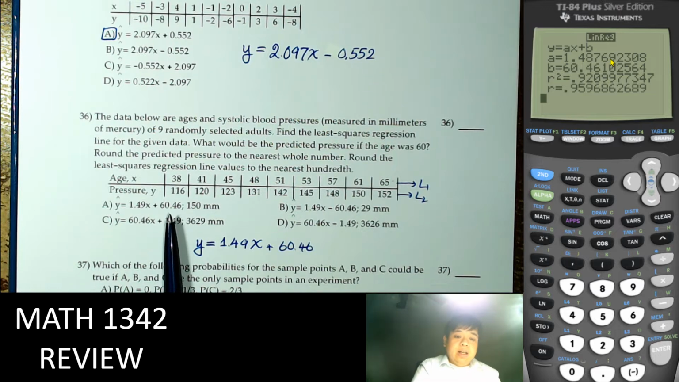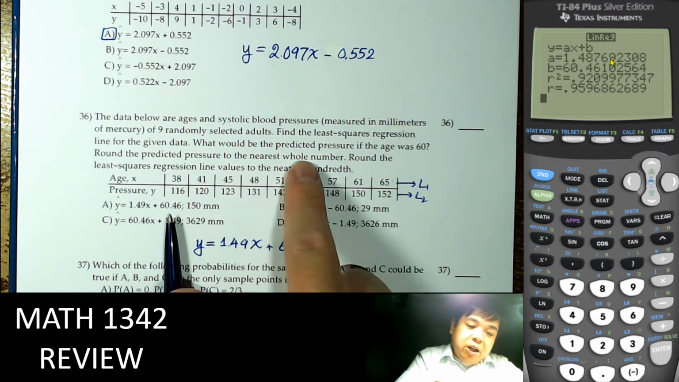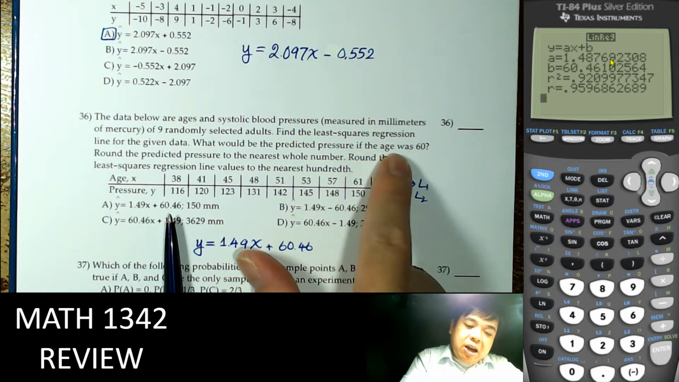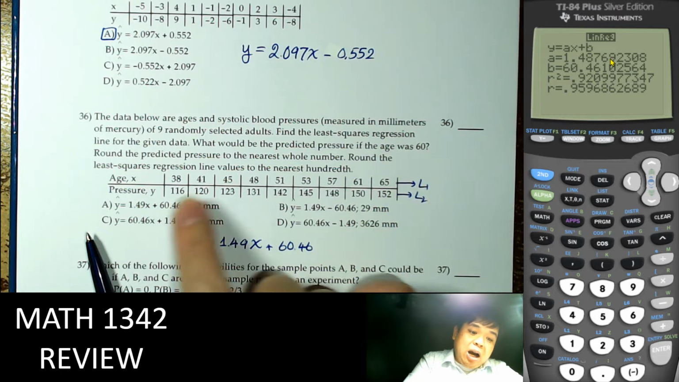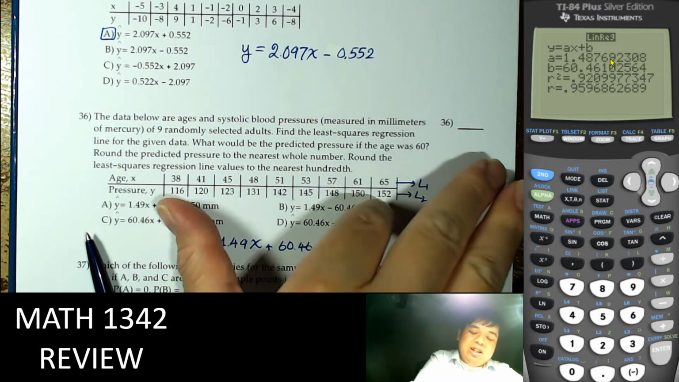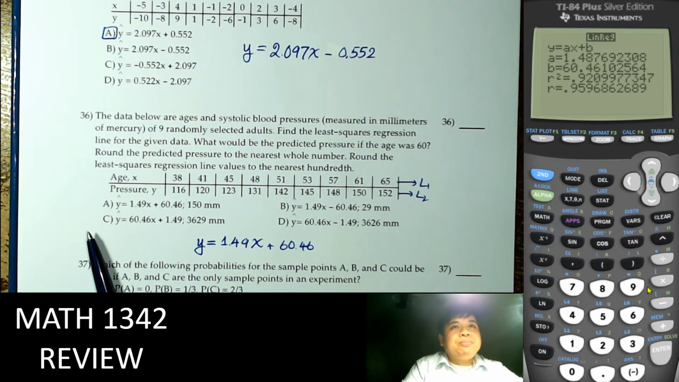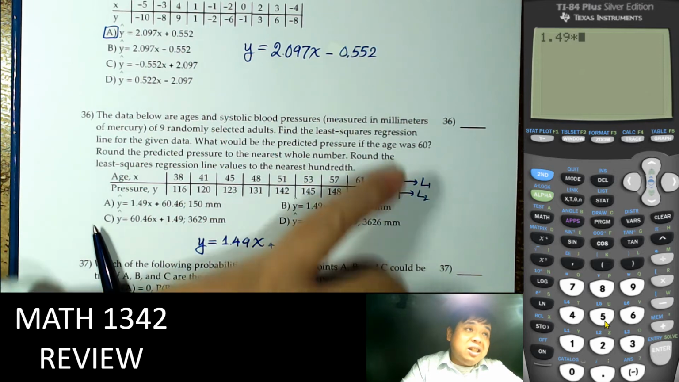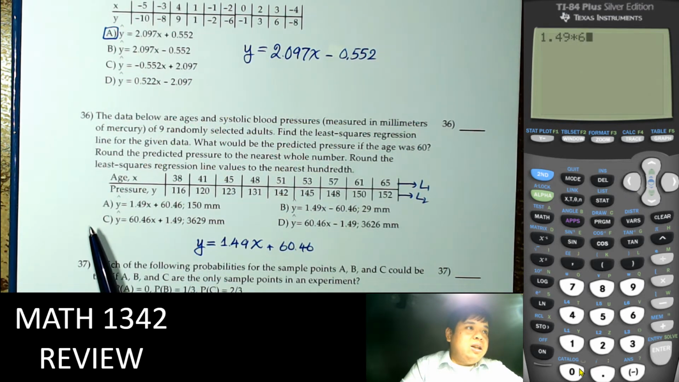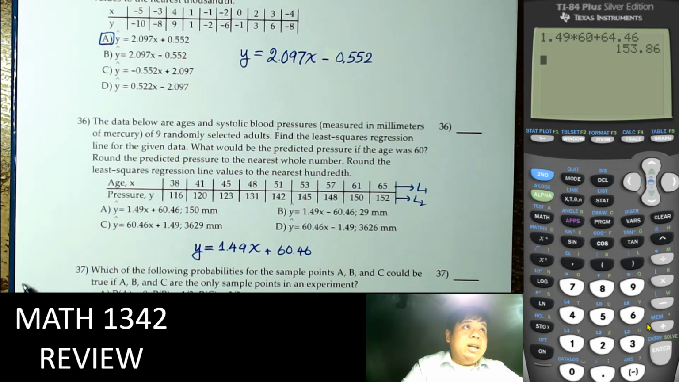What's going to be that? Right. Next is that what would be the predicted pressure if the age was 60? So 60 is in this range, so it's good. If asked for 100, we don't use the formula because that's outside the data range here. So I'm just going to put 60 here, so that's 1.49 times 60. If x is equal to 60, we have 153.86.